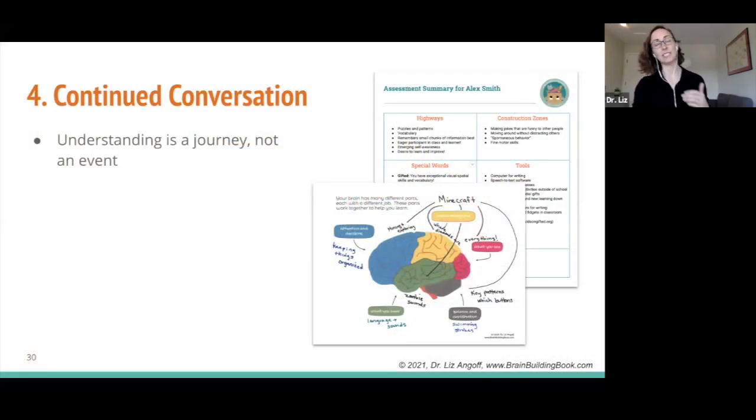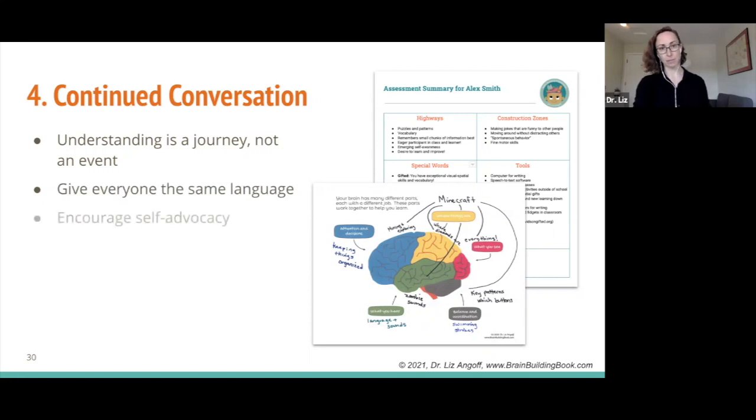Understanding is a journey. It's not a single event. And so being able to understand these concepts and then understand it in the next situation, to be able to generalize, it's really important to have that consistent language throughout, giving everyone the same language to talk about it.